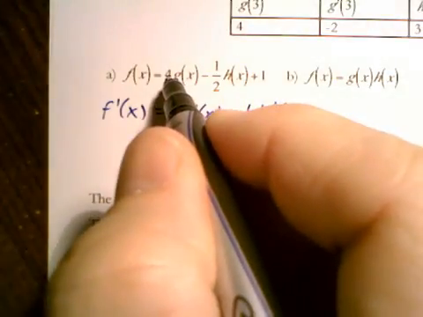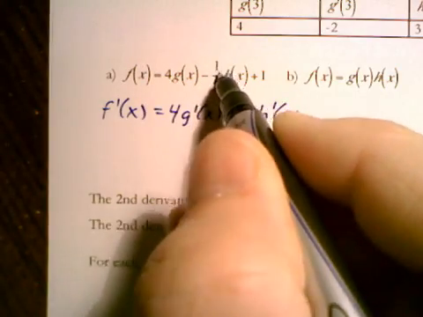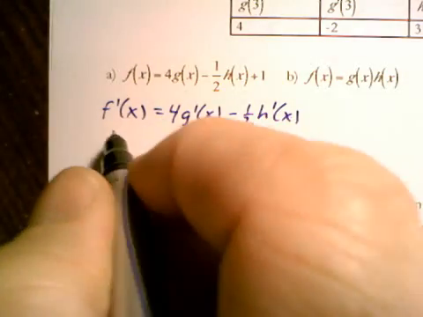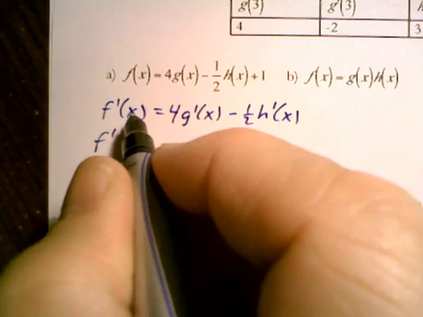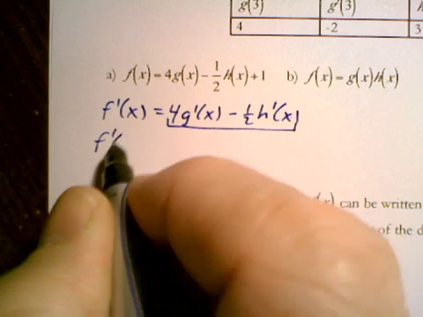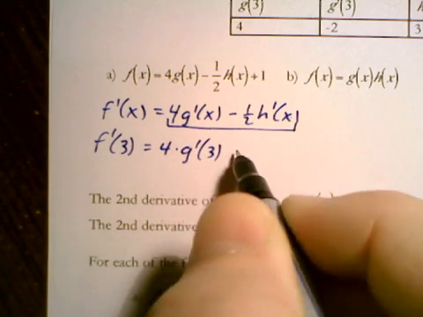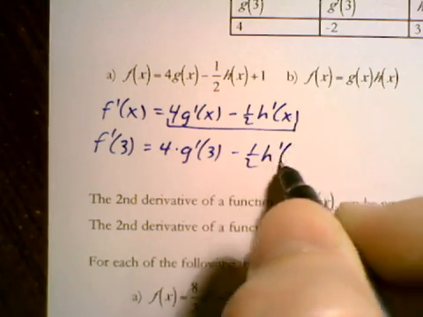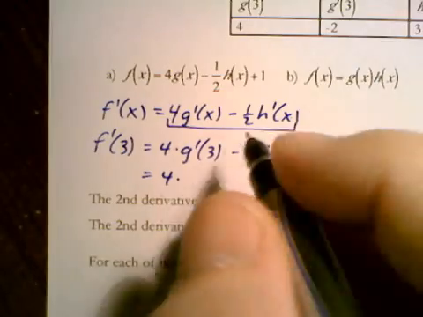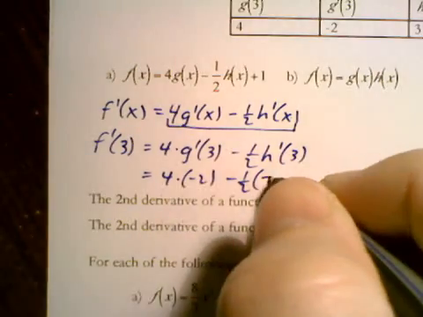Okay, so the derivative of 4g of x is 4 times the derivative of g of x, and the derivative of -1/2 h of x is -1/2 h prime of x. Alright, well that means that f prime of x is a function, and this is what the function f prime is equal to. Therefore f prime at 3 is 4 times g prime of 3 minus 1/2 times h prime at 3. Okay, well g prime of 3 from this chart up here is -2, and h prime of 3 from the chart is equal to pi.